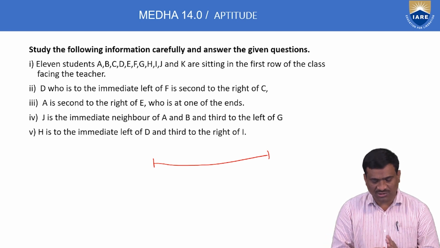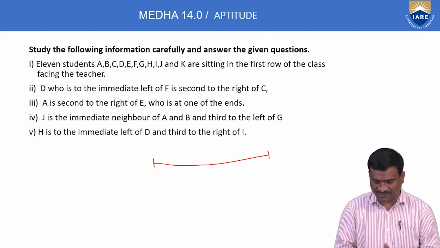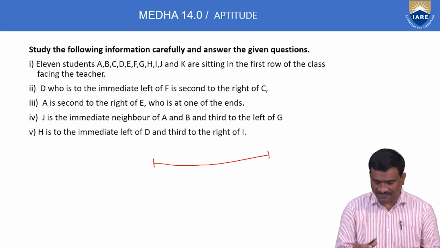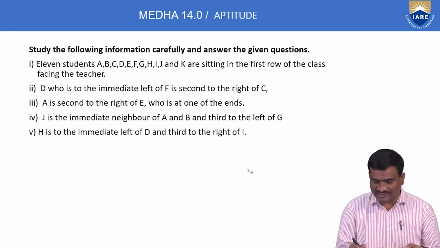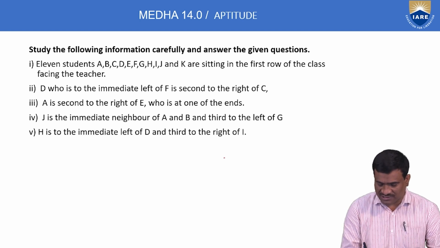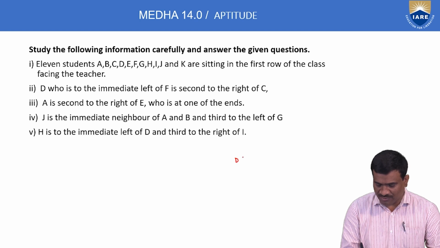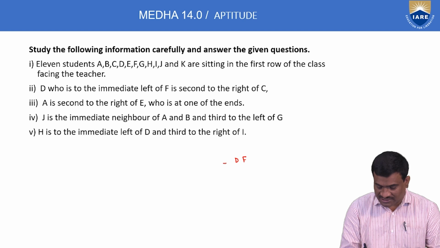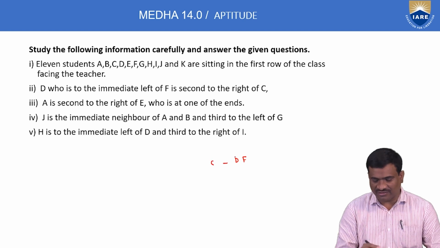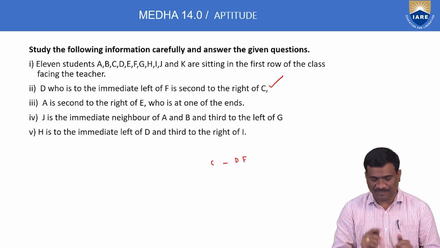D, who is to the immediate left of F, is second to the right of C. Suppose here D, immediate means F. F is immediate left of D. And to the right, second right is C, second right of D. This is called the first statement completed.